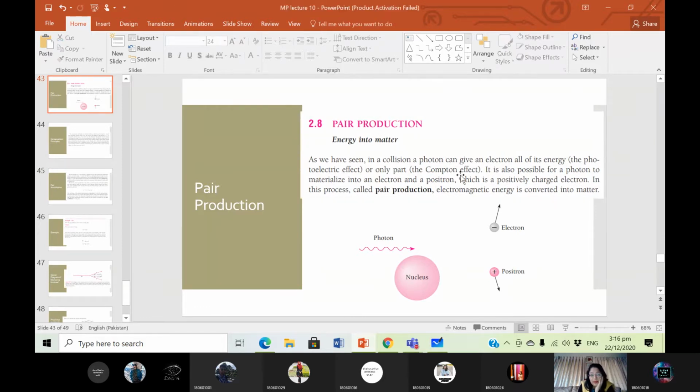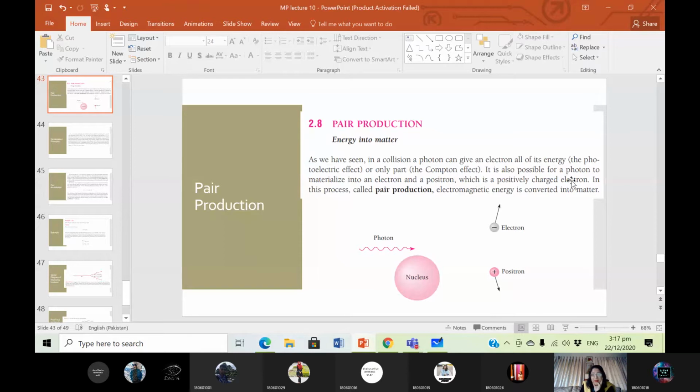As we have seen, in a collision a photon can give an electron all of its energy. As we have seen in the photoelectric effect, when photons reach a piece of metal, electrons can be emitted. So in this situation, a photon is giving the electron all of its energy. That happens in the photoelectric effect, or only part of the energy, which is the Compton effect. Okay? When an X-ray, for example, strikes an electron, the X-ray will lose some of its energy and will be scattered with a different wavelength, and the electron will recoil with some velocity. So that is the Compton effect.